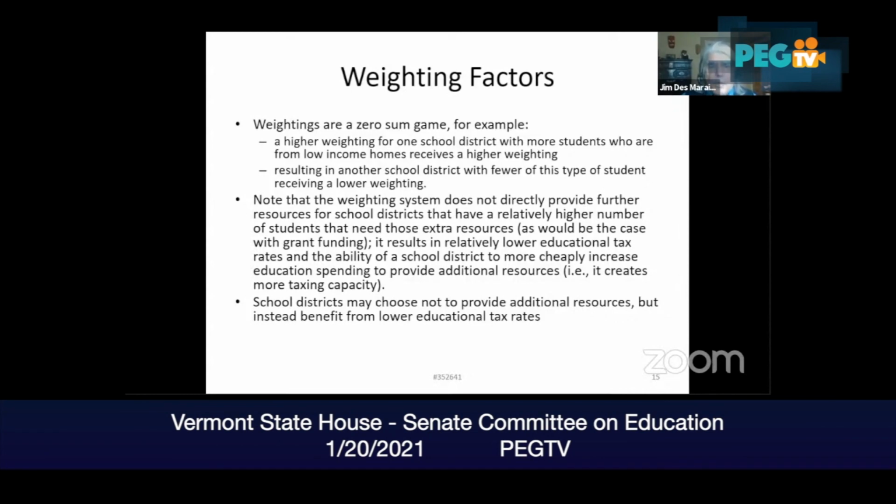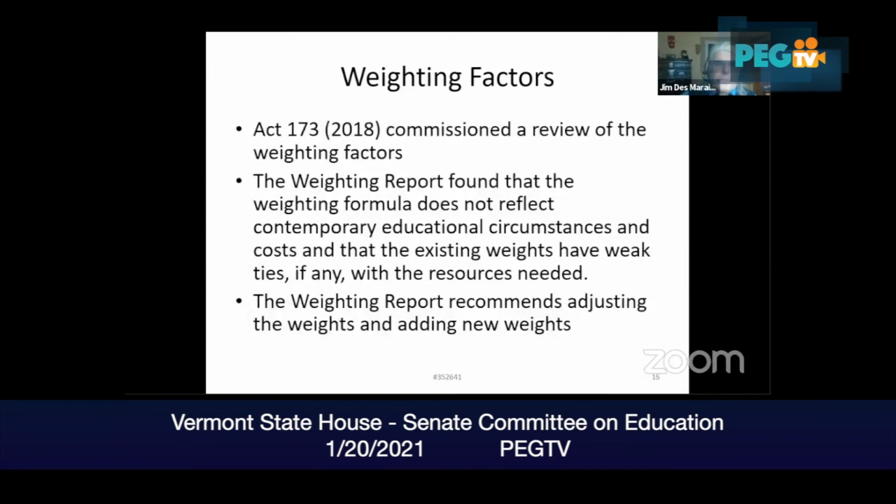School districts may choose not to provide additional resources, but instead benefit from lower educational tax rates. So there's a question that was not answered in the weighting report about whether, in fact, this tax system results in better outcomes for students. It definitely results in lower taxes. It's not clear that that tax capacity is being spent to help these students.